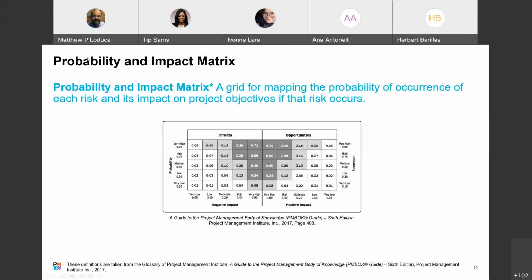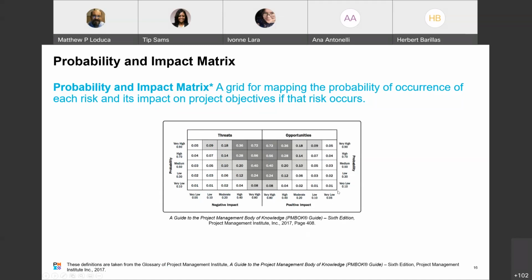All right, so probability and impact matrix. Here's one way we do this, and we talked about the SWOT thing: strengths, weaknesses, threats, and opportunities. This is half of that. We have threats and opportunities, and they have negative impact. Is it a high negative impact? Is it a very high negative impact? High, moderate, low, very low.